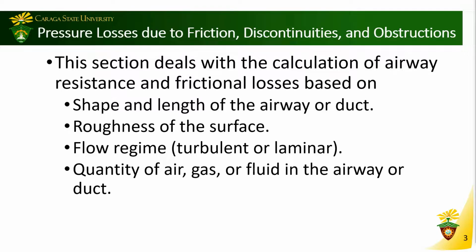Specifically, this section deals with the calculation of airway resistance and frictional losses based on different parameters: the shape and length of the airway or duct, the roughness of the surface, the flow regime that is applicable, either turbulent or laminar, and the quantity of air, gas, or fluid in the airway or the duct. Let's go through this one by one.